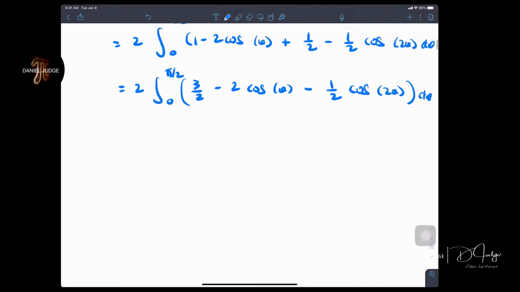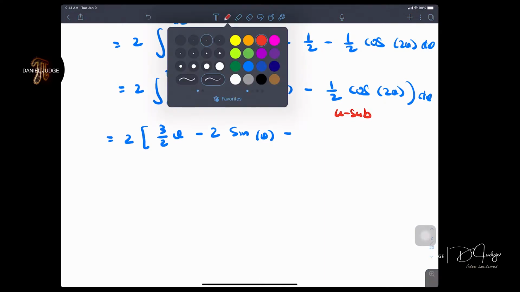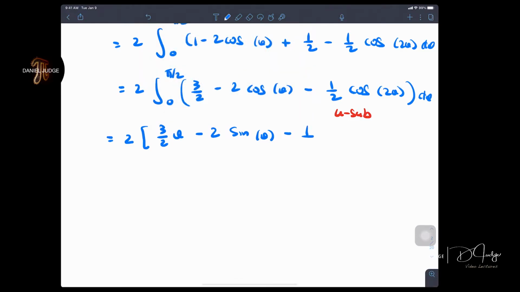Okay, well, let's try to see if we can integrate here. 2 times 3/2 theta. Now the derivative of sine is cosine, so it'll be minus 2 sine theta. And over here, you're going to have to use u sub. And that's going to be, now, if I already have a factor of 1/2, 1/4 sine 2 theta, from 0 to pi over 2.